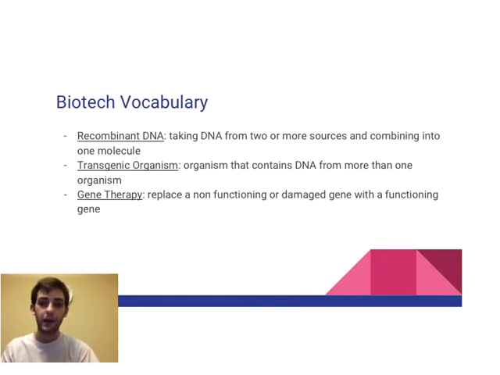The first is what is recombinant DNA, and we're going to talk about this in a few more details in the next slide. But recombinant DNA is taking DNA from two different sources or organisms and combining it into one molecule. So recombinant DNA is a DNA molecule that contains part of the DNA from one organism or one source and the other part from another source. This is different from a transgenic organism, which is an actual organism that contains DNA from more than one organism. So don't get those two mixed up.